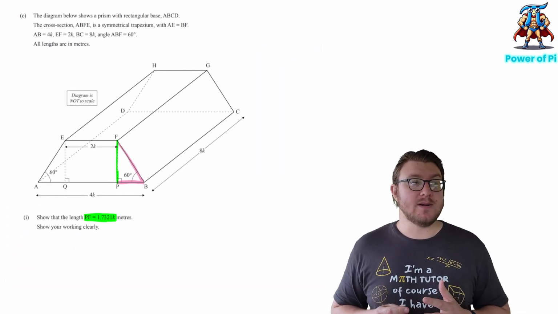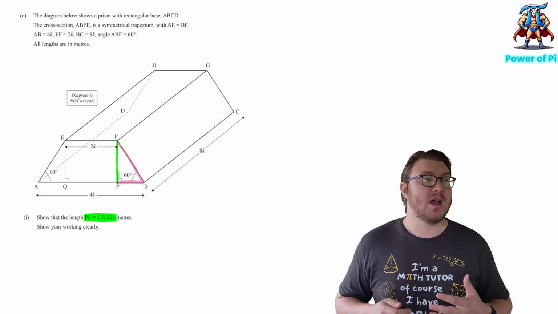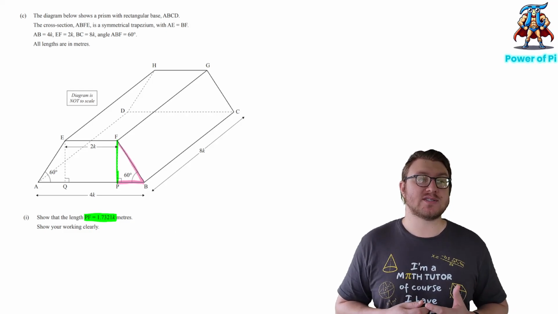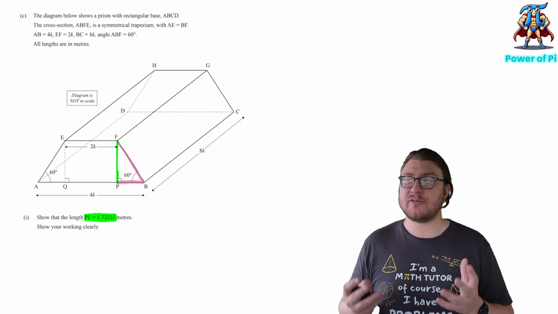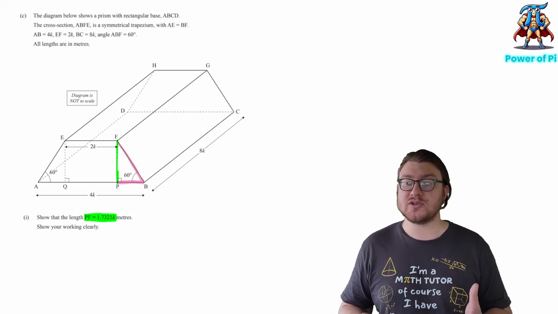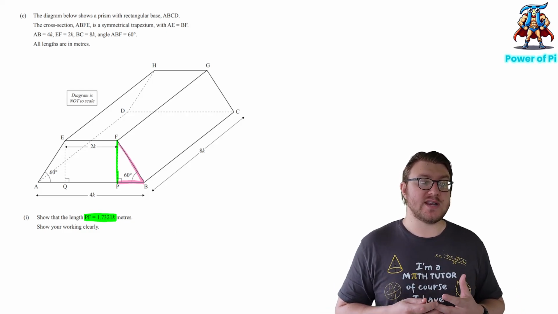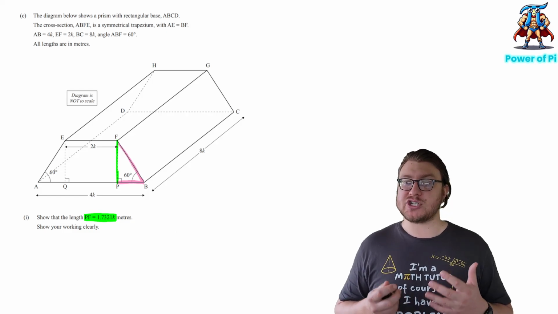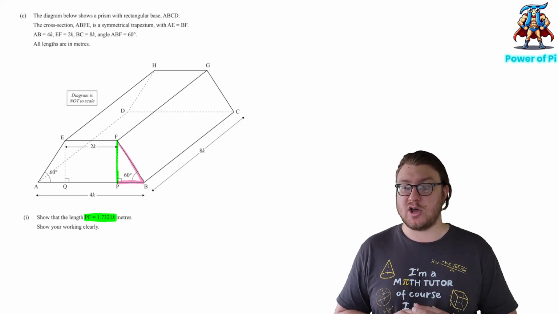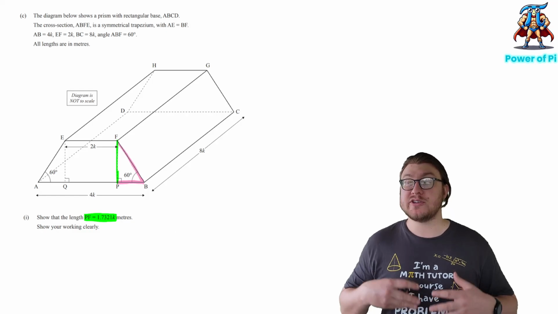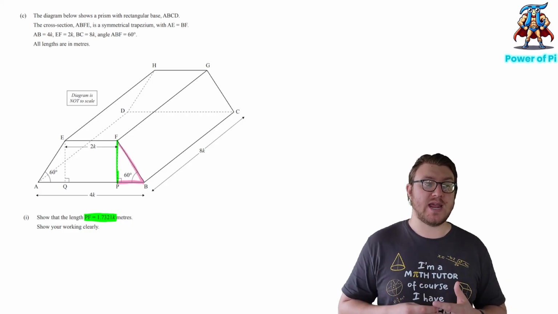The next question gives us a diagram that shows a prism with rectangular base. The cross-section is the symmetrical trapezium. Now, you can read through all the information, make sure that you understand this, pause the video if you have to. And now let's have a look. We're interested in showing that the length PF, which I marked green here, is 1.7 something K meters long. Show your working. So this is a show question. So we already know the answer. We just need to show how we're going to get there.